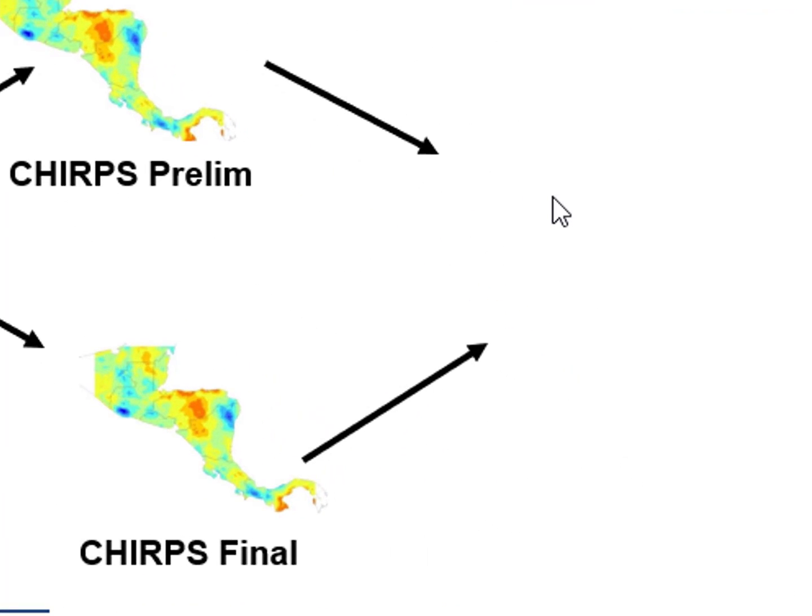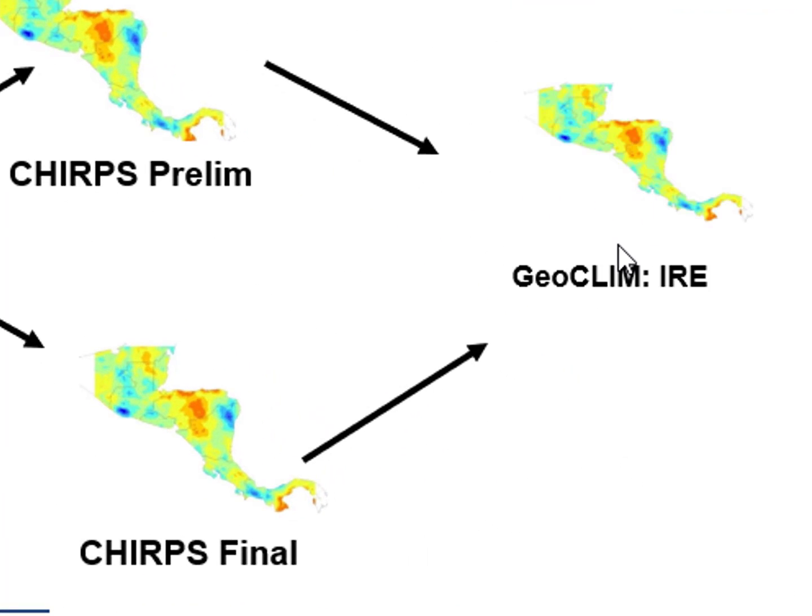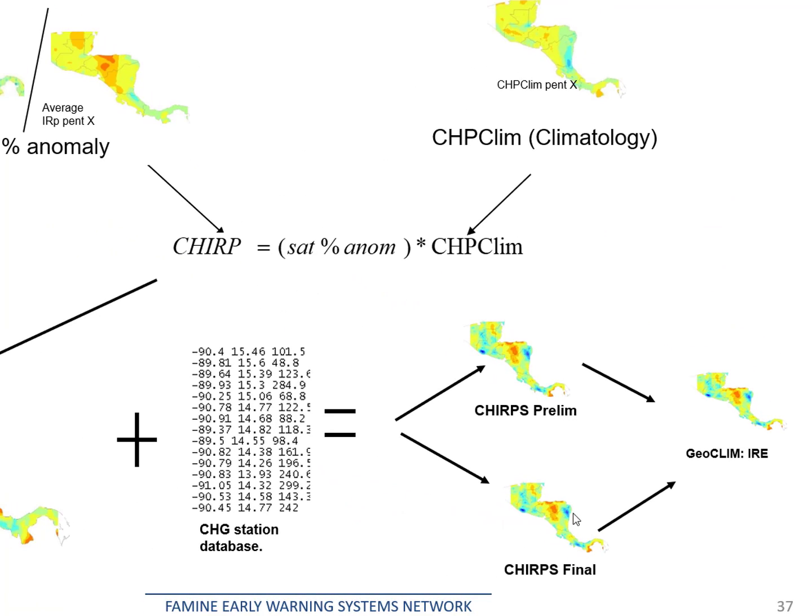But we have the CHPclim. The CHPclim has a module that allows us to blend stations with raster data. So we could include more stations that we have for our region. This module we could use to blend either CHIRPS prelim with the stations that we have, CHIRPS final, even CHIRP, or the climatology with our stations. So if you want to learn more about this, take a look at the CHPclim manual, and chapter 10 will tell you all about this process.